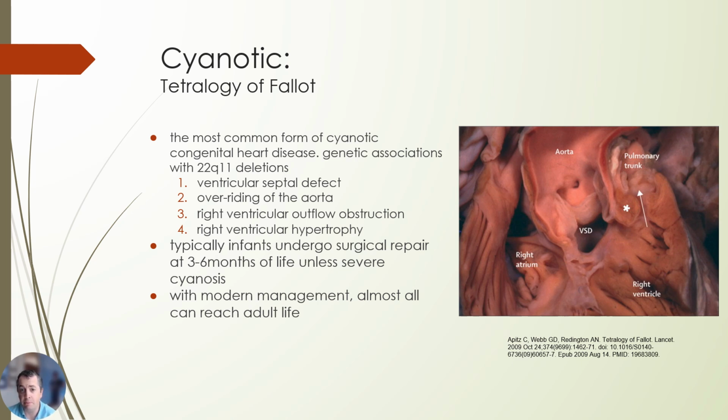Prior to repair, they may be prone to these things called TET spells, which are cyanotic episodes caused by increased right to left shunting through the VSD. They can be brought on by crying, feeding, agitation, and can be turned into a cycle sometimes, as the decreased PaO2 can lead to desire for more rapid breathing, which can cause more negative intrathoracic pressures and increase the venous return, which increases the amount of shunting. Treatment can be through squatting, oxygen, sometimes beta blockers, depending on how severe those are.